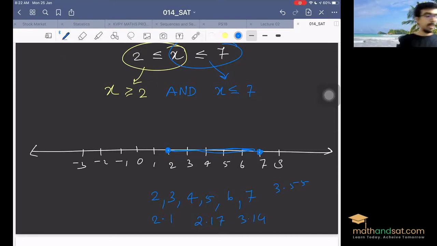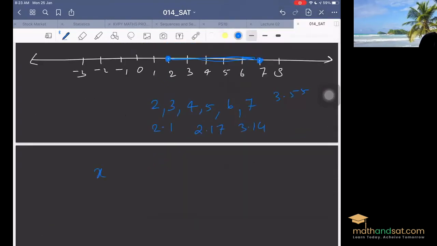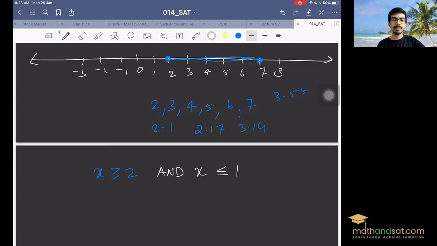Of course, it may not be the case always that you have an infinite number of solutions. For example, if somebody tells you, consider x greater than or equal to 2 and x less than or equal to 1. X greater than or equal to 2 and x less than or equal to 1. What does this mean?